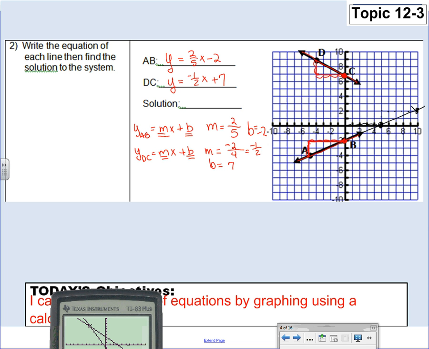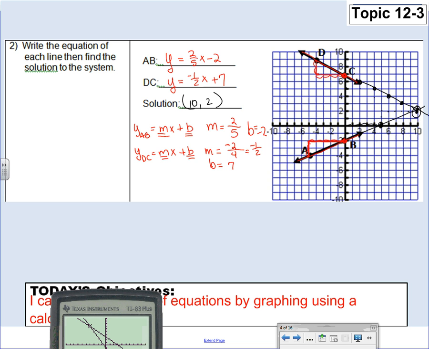For DC, we can continue to use the slope of down 1 to the right 2, down 1 to the right 2, down 1 to the right 2, and so on. And sure enough, we find our intersection is at 10, 2.